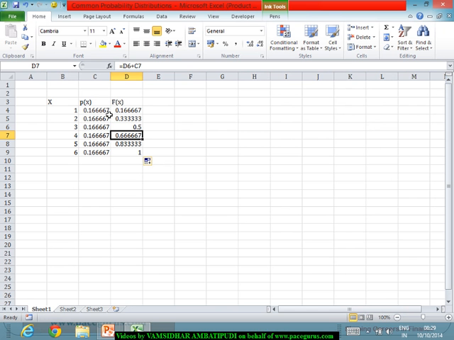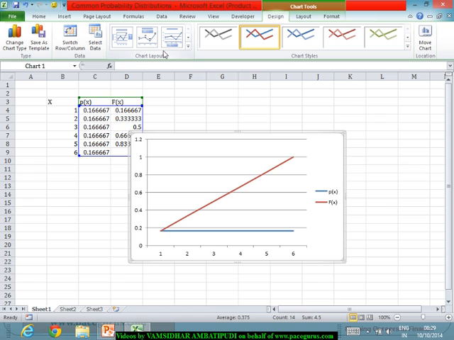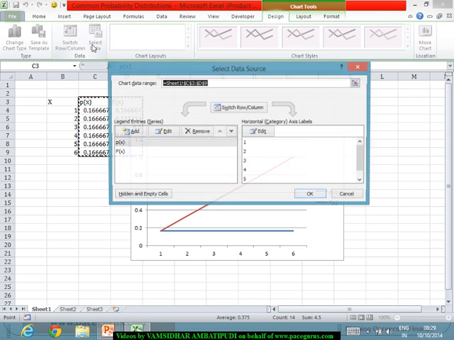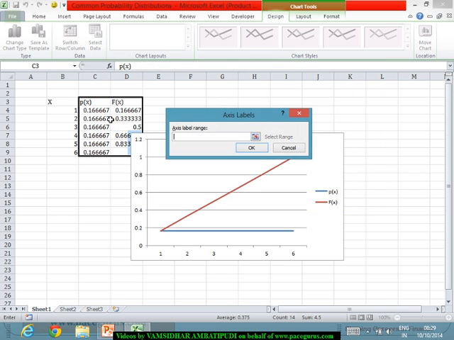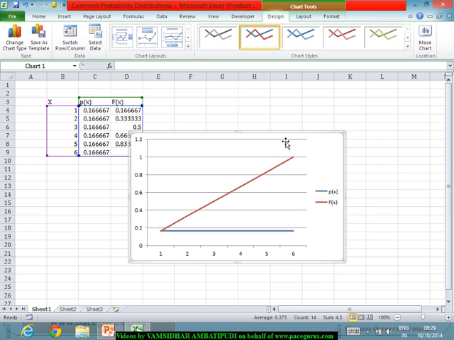the graph. Let's try to plot both the p of x as well as f of x. Right, let me try to plot the graph both for p of x as well as f of x. And what we are seeing is p of x is completely flat.